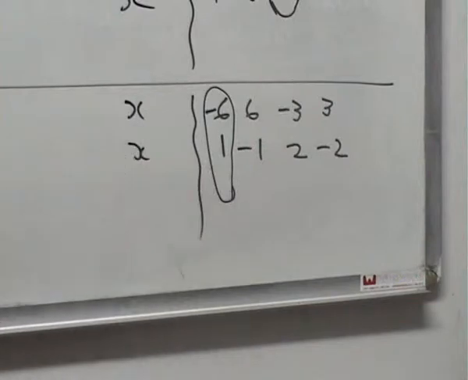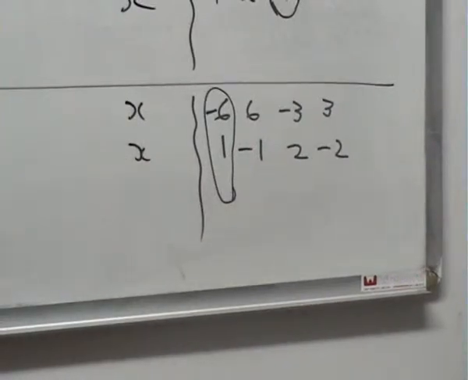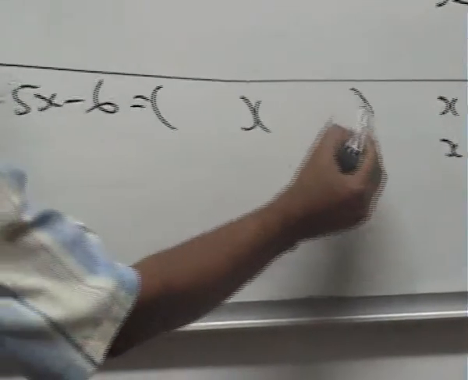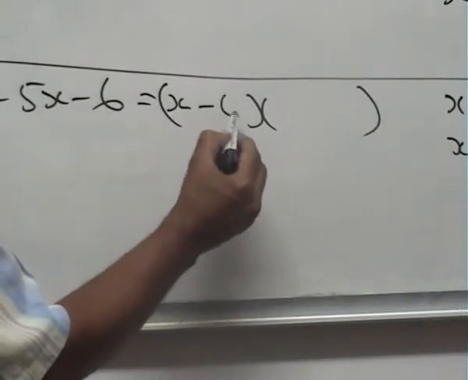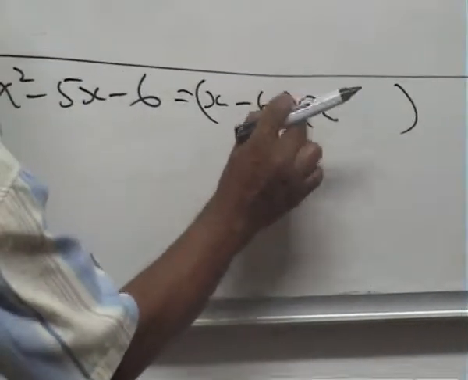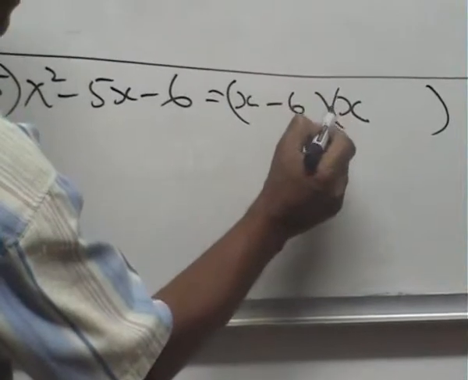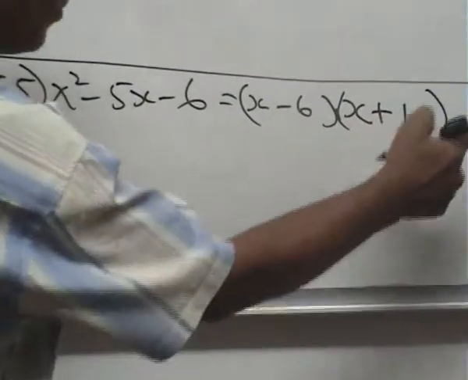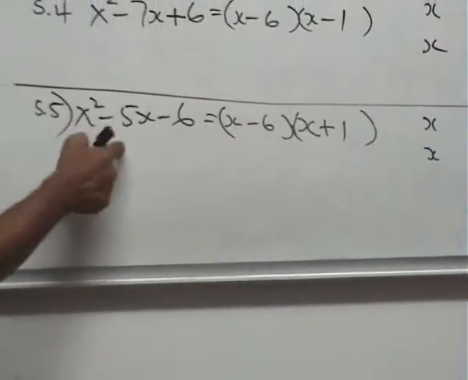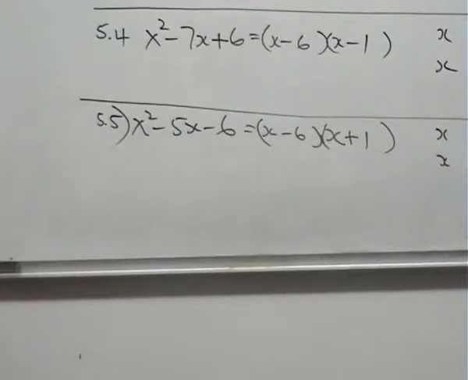Clearly, it's that one. So this answer is x minus 6 into x plus 1. When you do products on this, you'll see you will get that answer. Alright, so that's how we do it, and we've got a few more to do, so I will give you the rest just now.